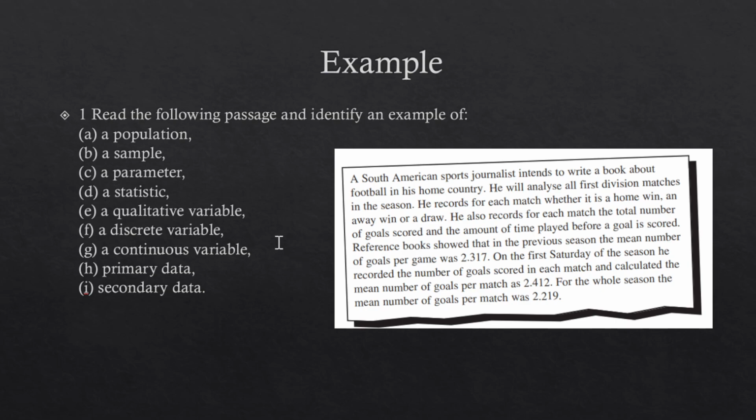All right. So the next one, a parameter. A parameter could be the mean number of goals scored per match in the 1999 to 2000 season. And another example, part D, a statistic: the mean number of goals scored per match on the first Saturday of the season.